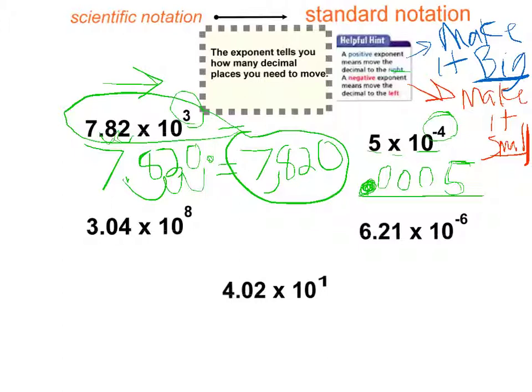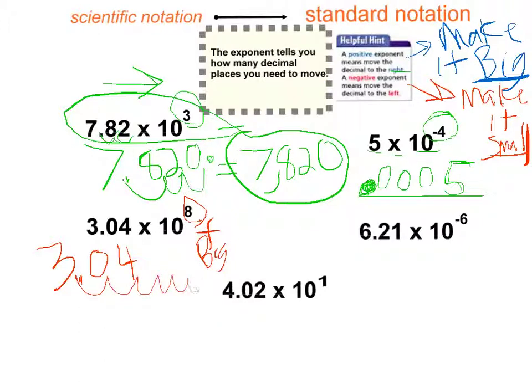Now we have 3.04 times 10 to the 8th. So I always start by looking at that exponent, and it's 8. So I need to take this decimal and move it 8 places, and because it's positive, I'm going to make it bigger. I'm going to make it big. So I'm going to go 1, 2, 3, 4, 5, 6, 7, 8. So I'm going to put zeros in here.